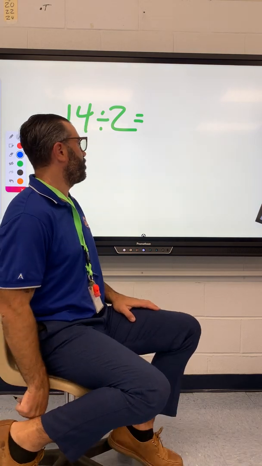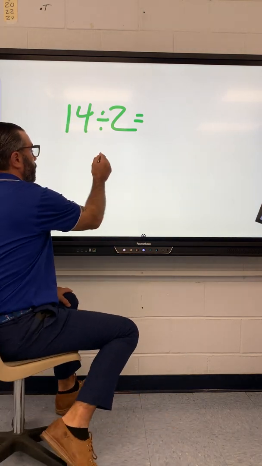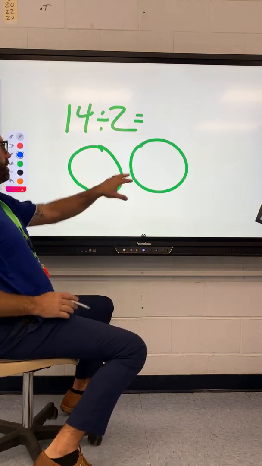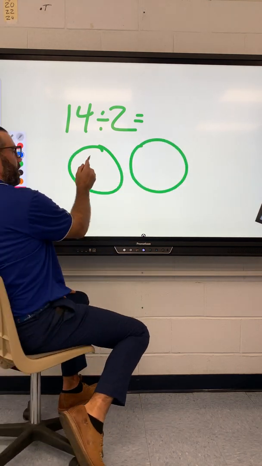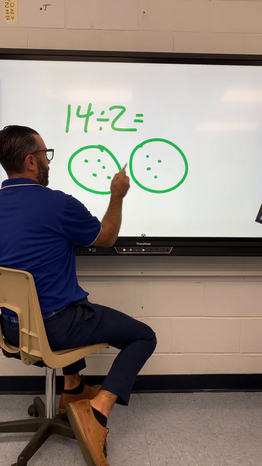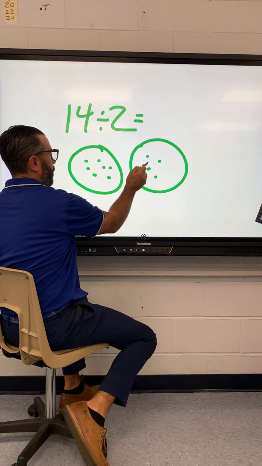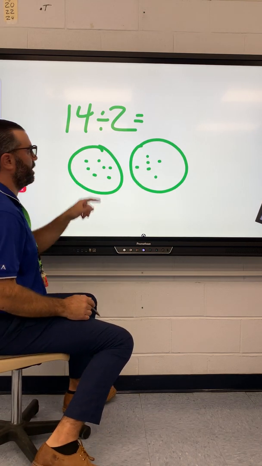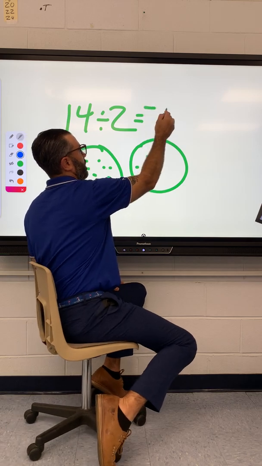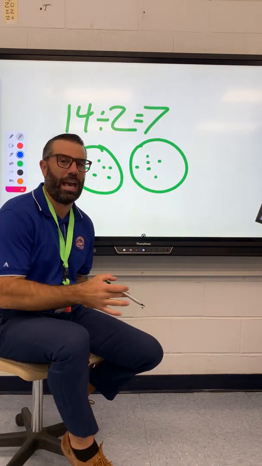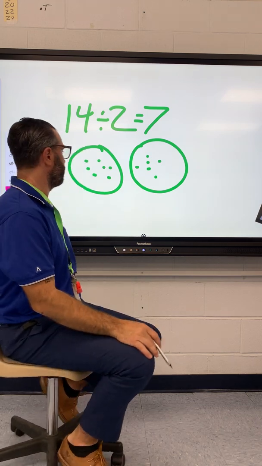Pretty cool. Neat trick. But if I was doing 14 and I was splitting it into 2 groups, right, I make my 2 groups, and I'm just counting up to 14. 1, 2, 3, 4, 5, 6, 7, 8, 9, 10, 11, 12, 13, 14. How many in each group? 1, 2, 3, 4, 5, 6, 7. 14 divided by 2 is 7. And this is just called a count by, okay?